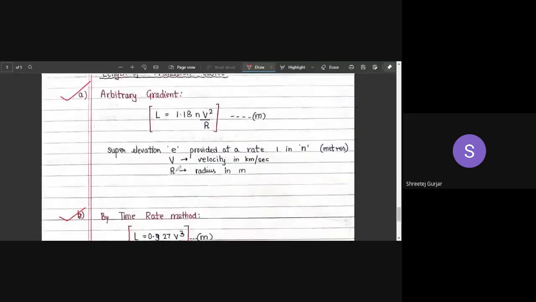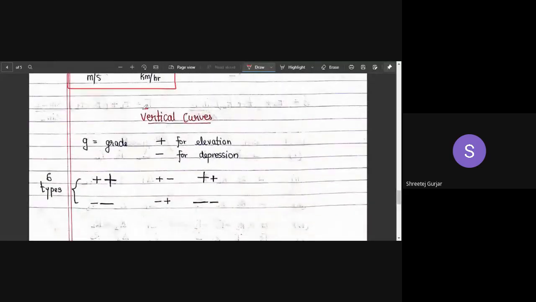So after this, today we have learned the vertical curve, and there is no numerical, there is only theory, right? So the 6 types I've written over here. In general, I've written the 6 types of vertical curves which are there. Okay, so plus plus minus minus you can remember, and you can write down the various types of curves.